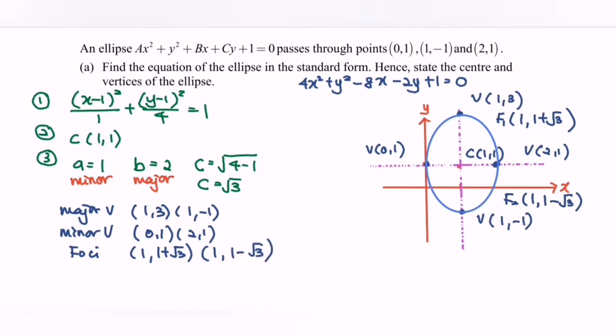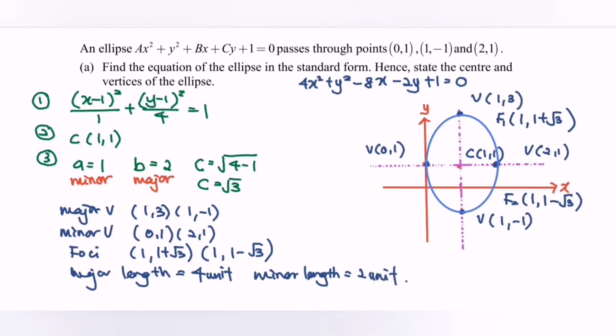Then regarding the major length, we have 4 units, and then minor length, we have 2 units. So that is the solution for these questions.